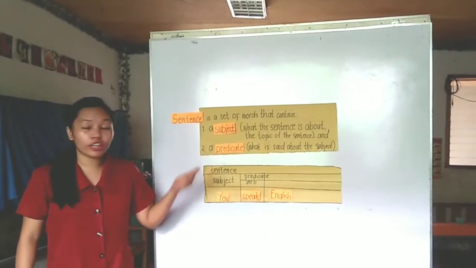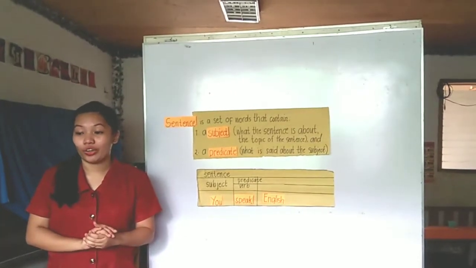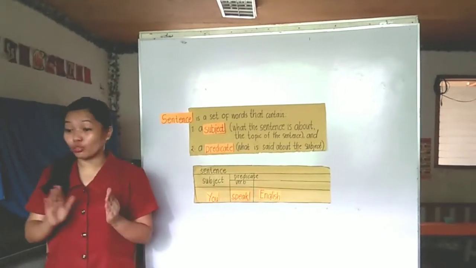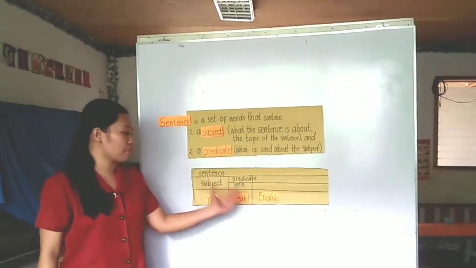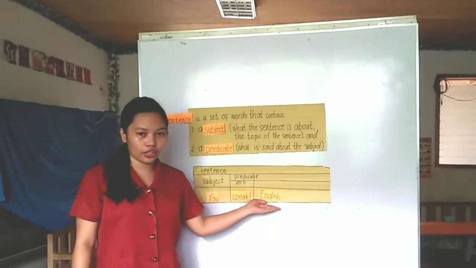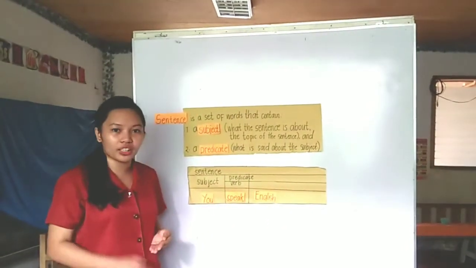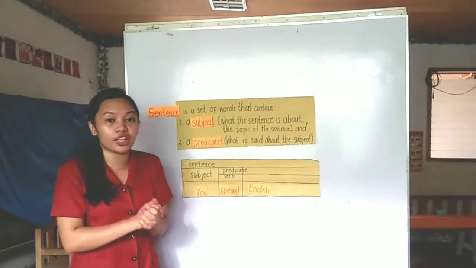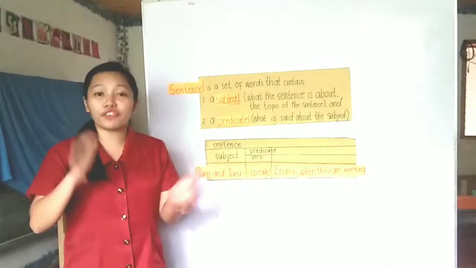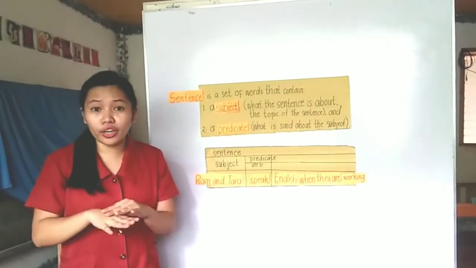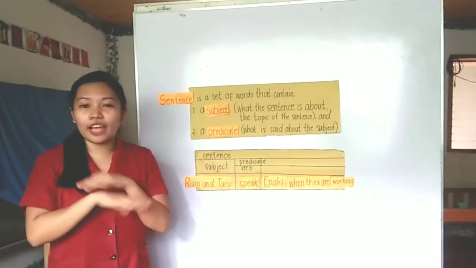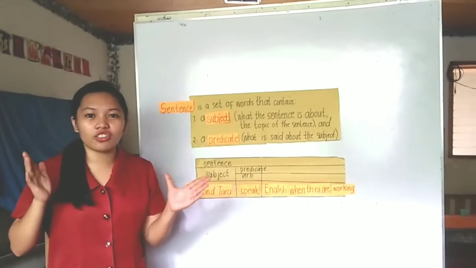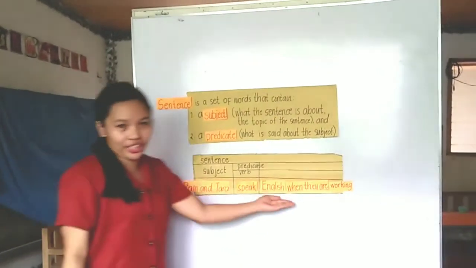There is a verb. Okay, what is verb, class? Okay, Marjorie, what is verb? Okay, verb is an action word. The action word here is speak. You speak English. So, speak English is the predicate here. So, it is a complete thought. Okay? Now, let us proceed to another example. The first example is very short. Of course, a sentence can be longer and more complicated. But basically, there is always a subject and a predicate.